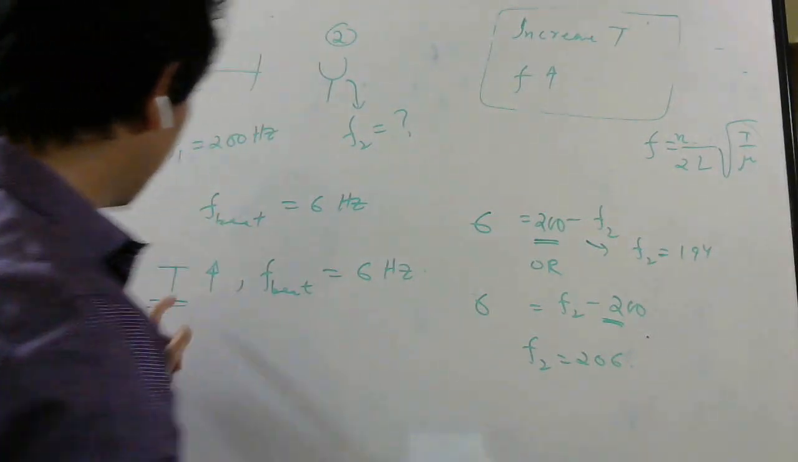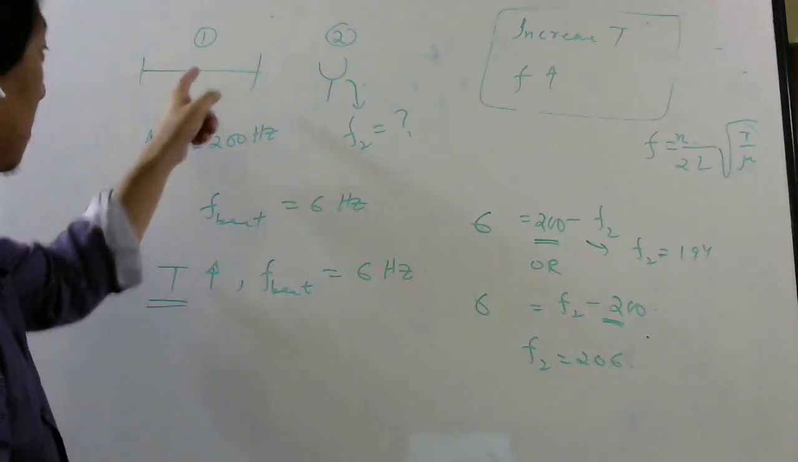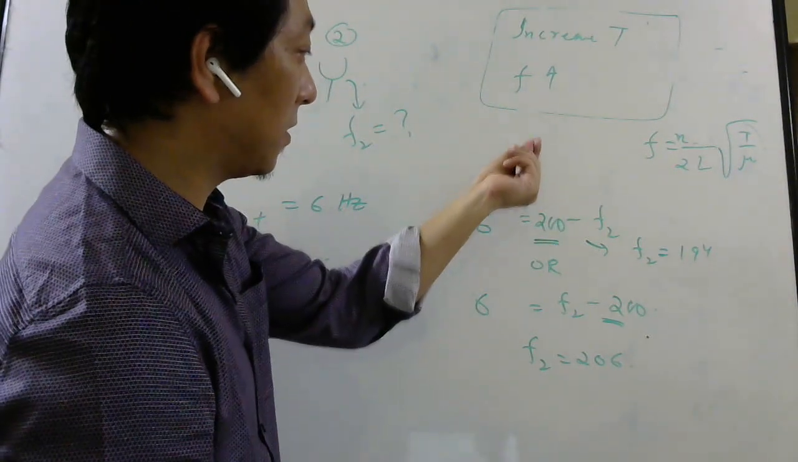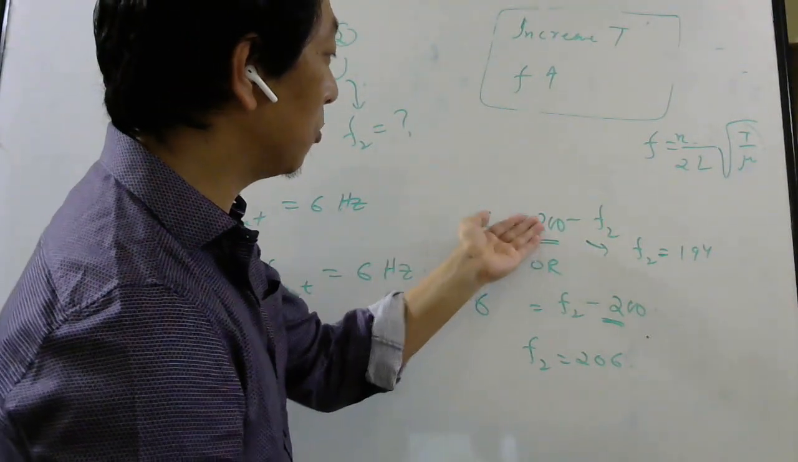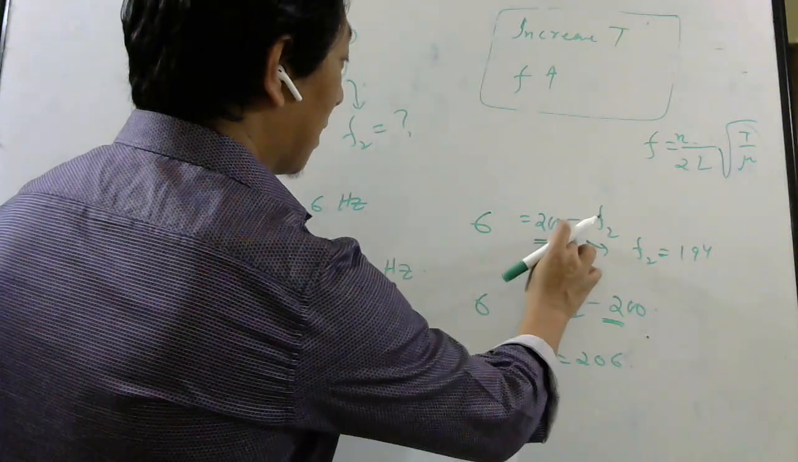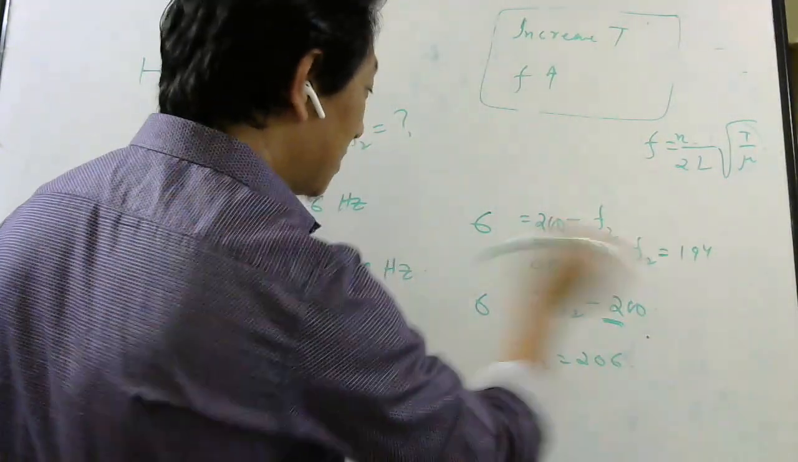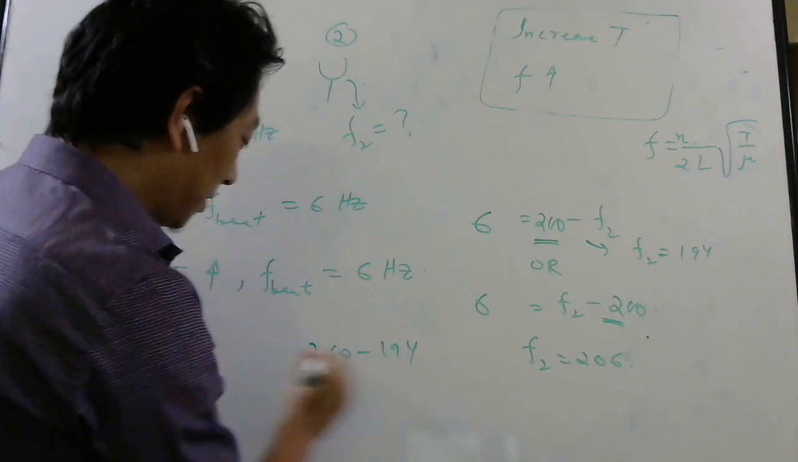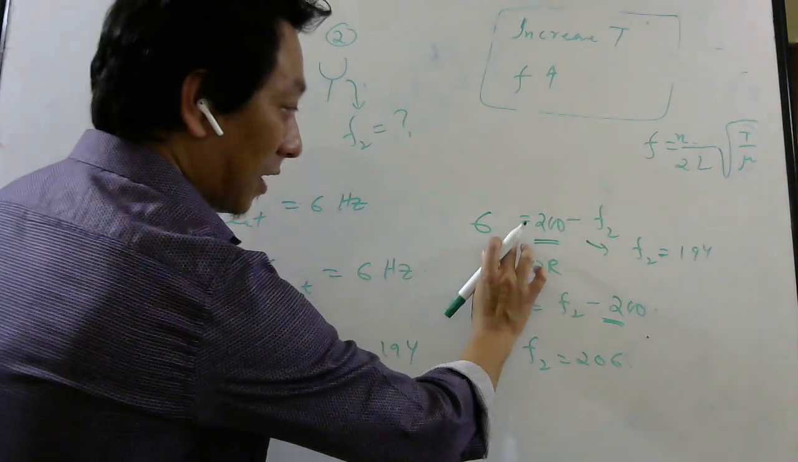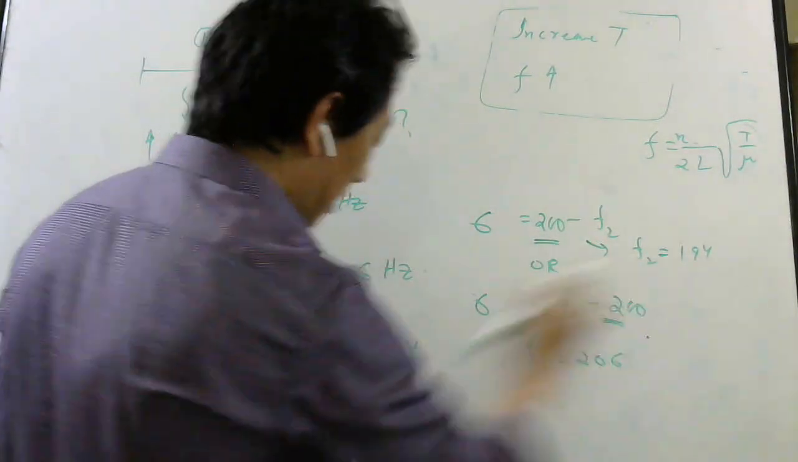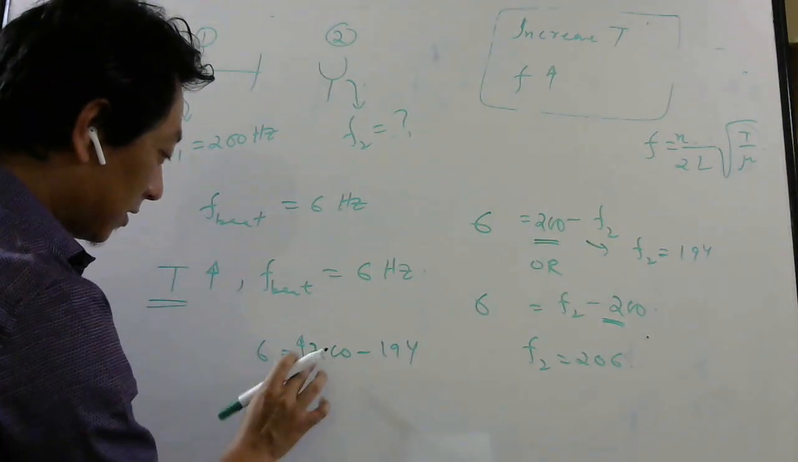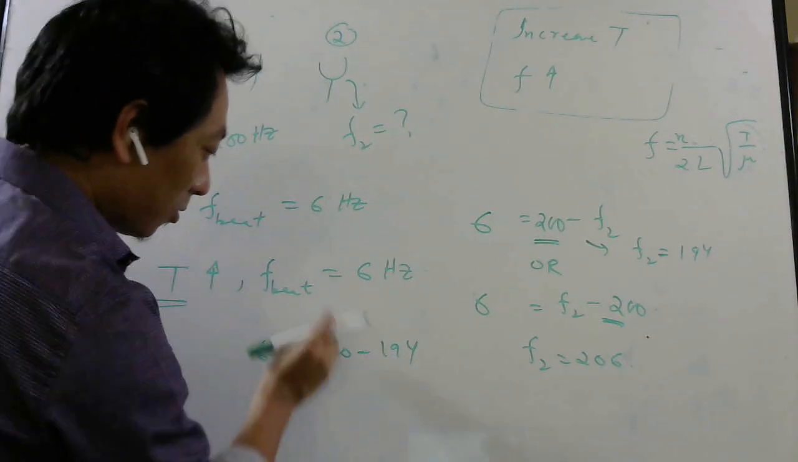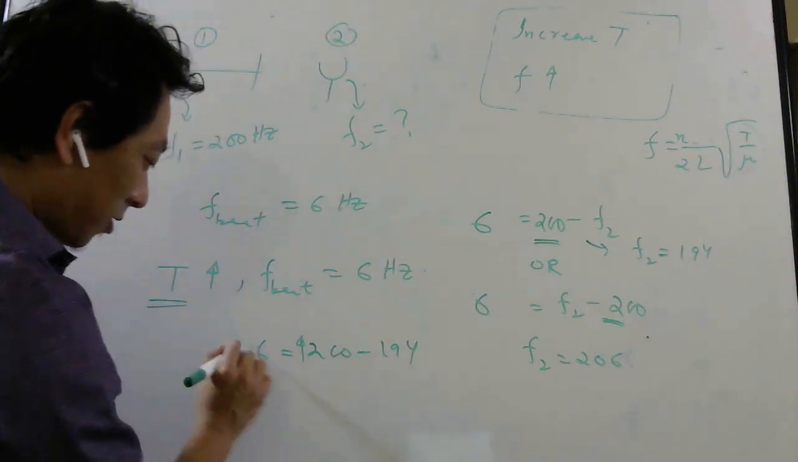Now, tension is increased, which will increase the frequency of the string, meaning F1. So if 200 becomes more than 200, 200 minus 194 will not be 6 again, right? How can it be? 200 minus 194 is giving you 6. Now, if this increases, how can it again be 6? If you subtract 194 from more than 200, you cannot get 6, right?